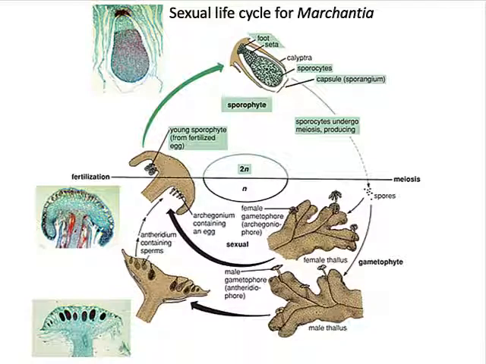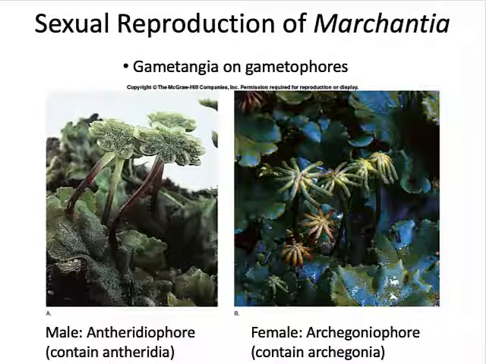This figure shows us the sexual life cycle for Marchantia and that relationship between the gametophyte and sporophyte generation. Remember, Marchantia is gametophyte dominant. In order for Marchantia to do sexual reproduction, it must produce gametangia on gametophores. And for Marchantia, we use some unique language.